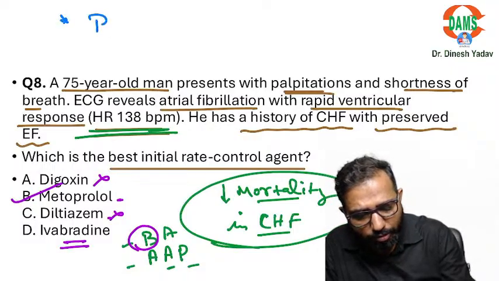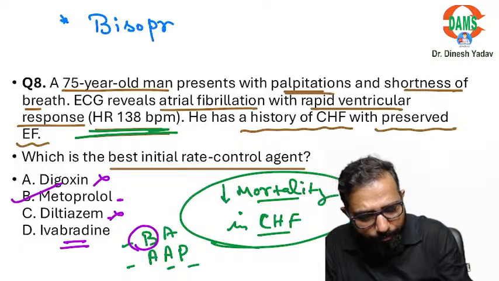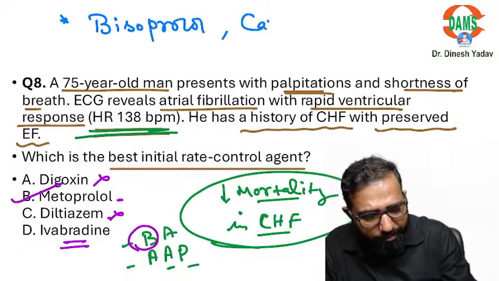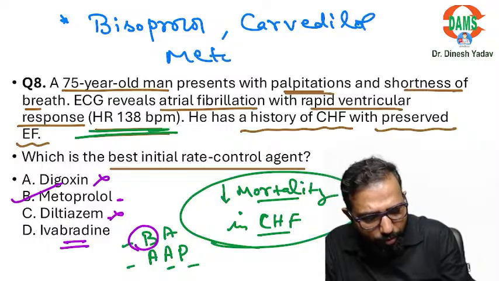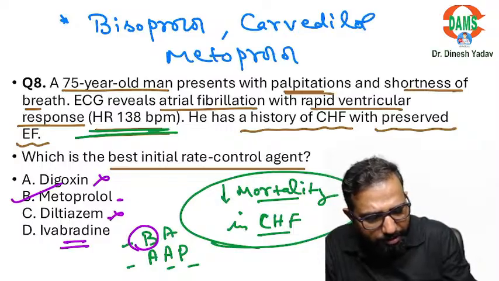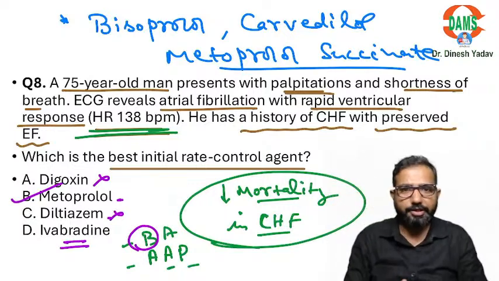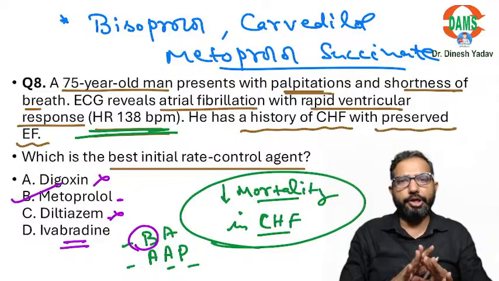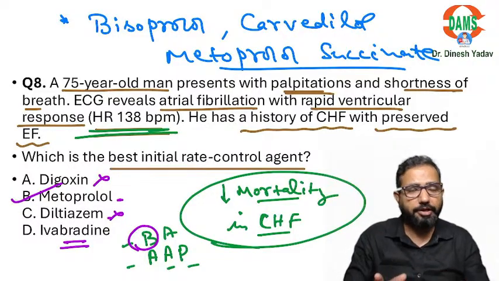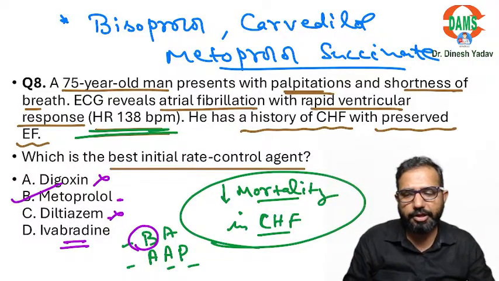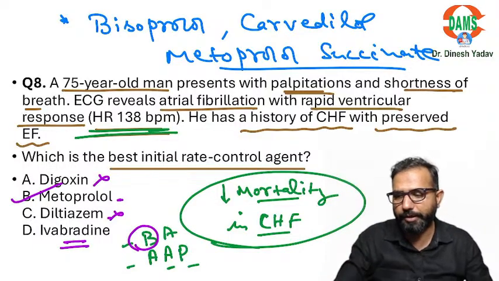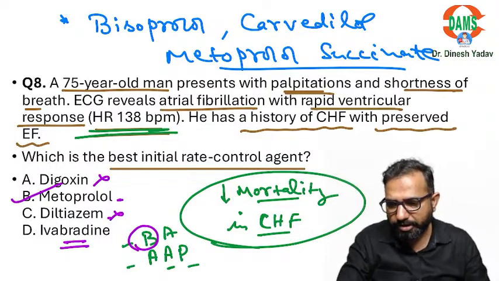One is bisoprolol. Another drug is carvedilol, and one is metoprolol succinate. These three drugs are the only drugs approved for heart failure patients. If reduced ejection fraction is not there, they are definitely practically very important drugs, because they do not reduce the EF. Okay. Muhammad is asking, sir, if reduced EF, then is the answer diltiazem?